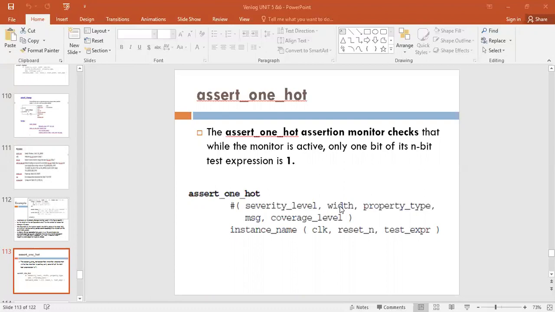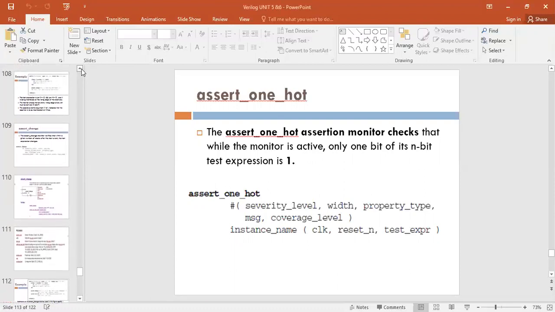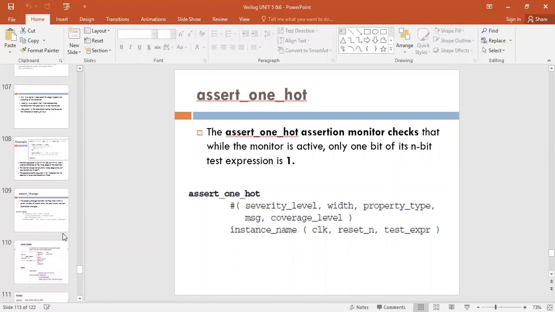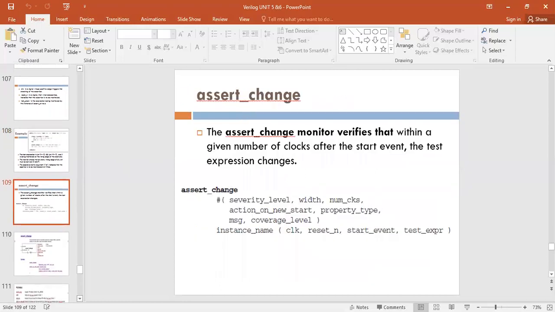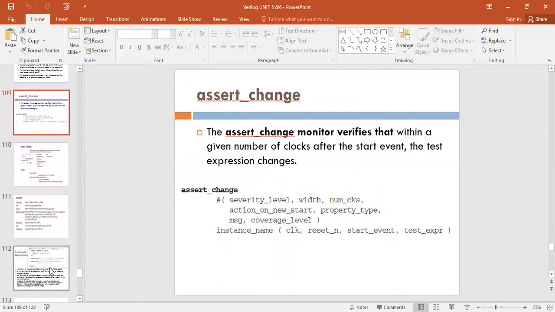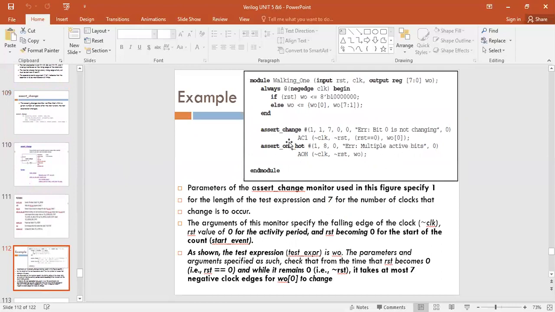Okay, right. One example here, we have assert underscore change and one heart combined. This is the example. You can change assert underscore change for this one. This is the syntax we are writing, and assert underscore one heart we are writing this one.